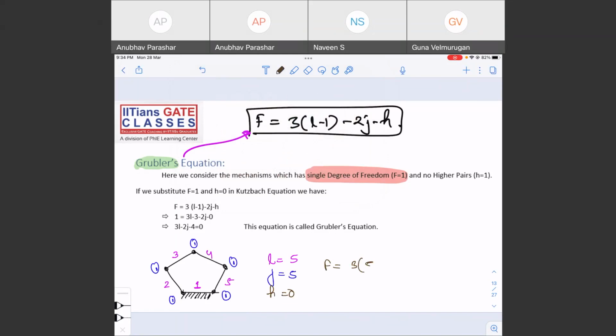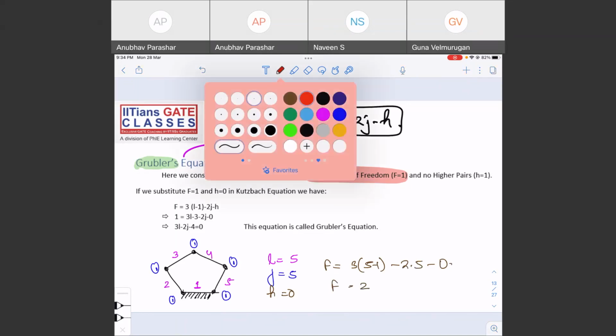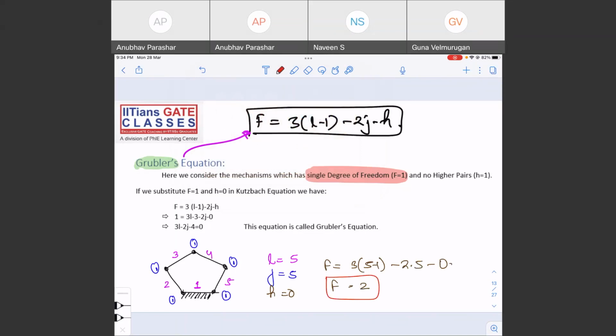3 times (5 minus 1) minus 2 into 5 minus 0. That is 4 threes are 12, minus 10, is equal to 2. So here you can see the degree of freedom is 2.